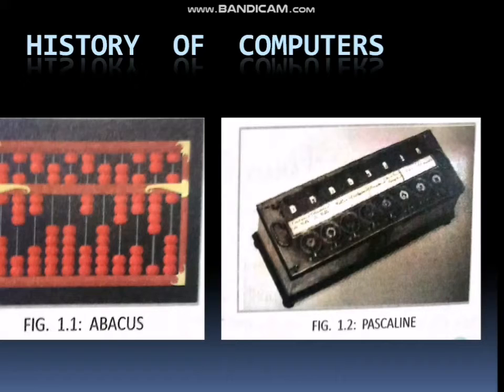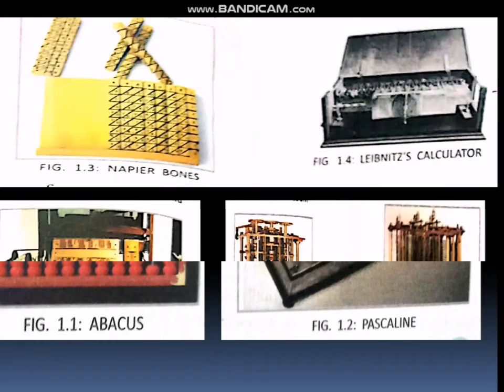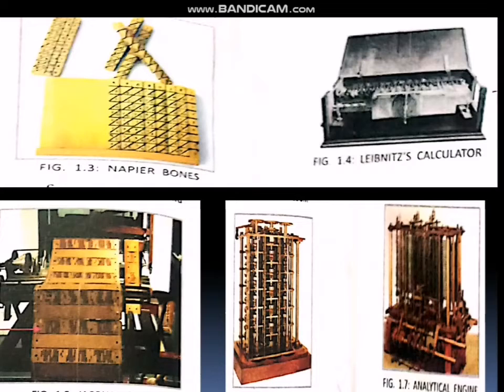In early days, man used his fingers for counting. He used stones, sticks or bones for counting. You see here on the screen the first calculating device, that is the adding machine, the abacus. The abacus is used for addition and subtraction. Next one is the Pascaline machine. It is also used for addition and subtraction. The next one you see is Napier's bones and Leibniz's calculator. These are used for multiplication and division.